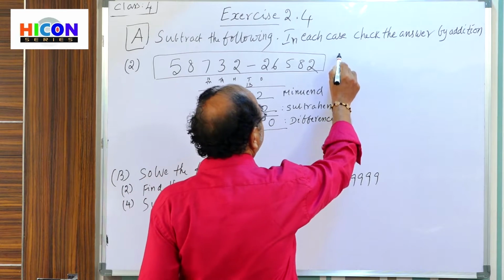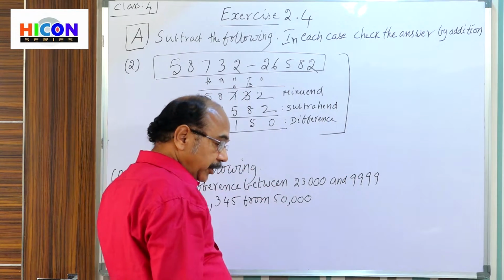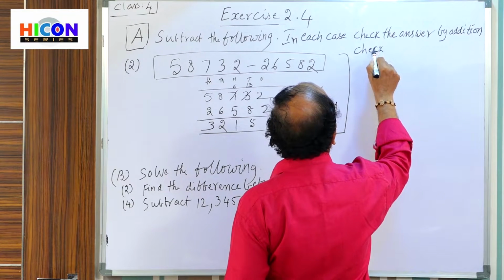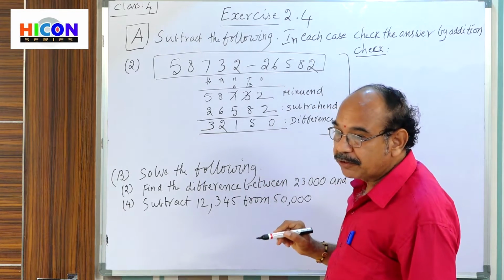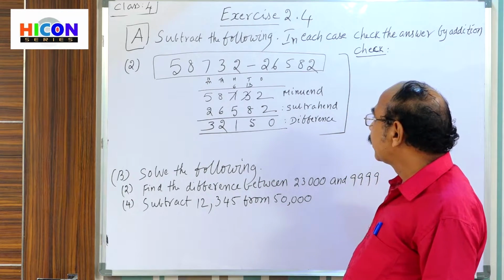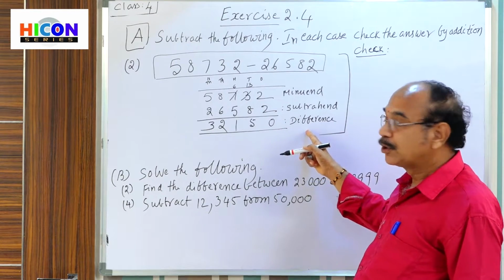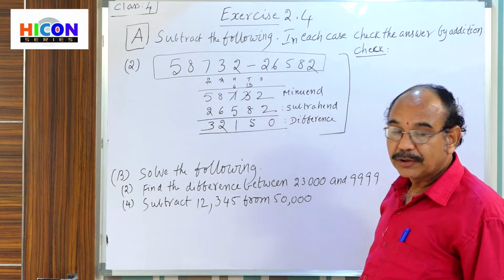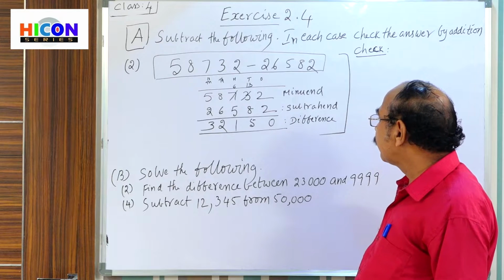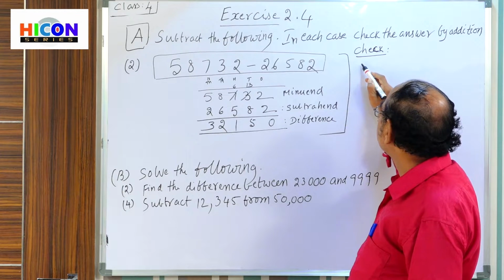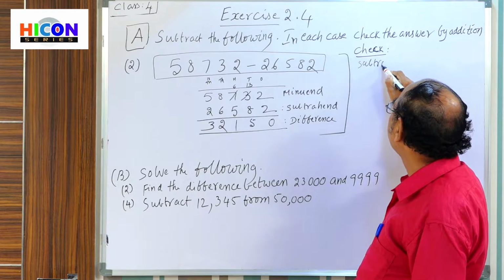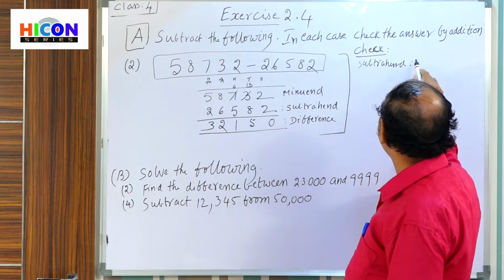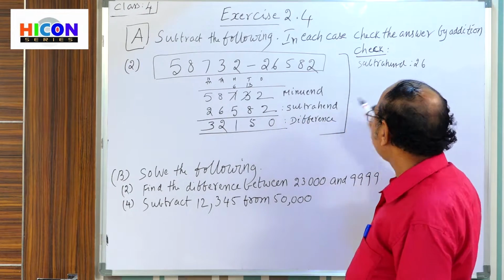Now, check this one. How can you check your subtraction problem? We add the difference to the subtrahend, then we get the minuend. So we add subtrahend and difference. What is the subtrahend here? 26,582.